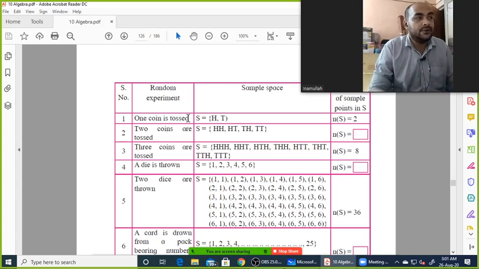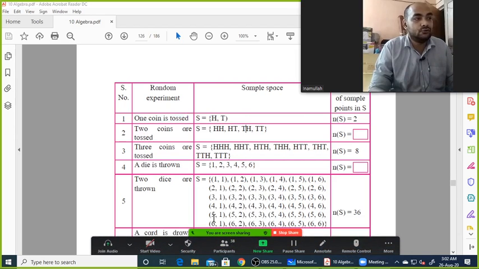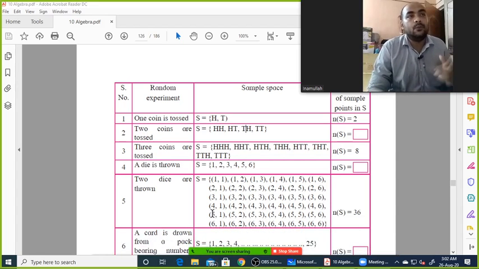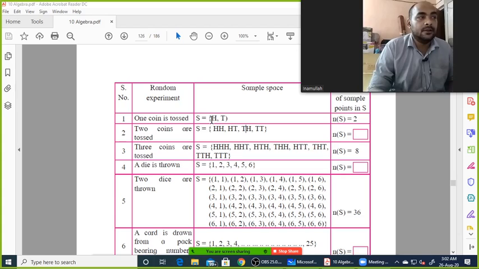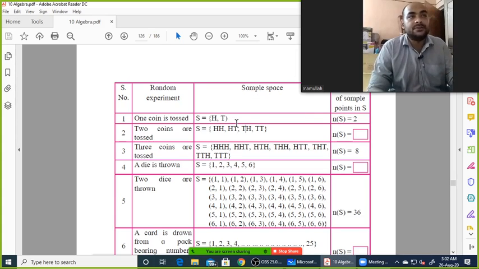So when we toss one coin, there are two chances. Either head or tail, because one coin has two faces. One face is head and one face is tail. So when you toss a coin, you can get either head or tail on the upper surface of the coin. So this is called sample space, and these two are total possibilities when you toss one coin.